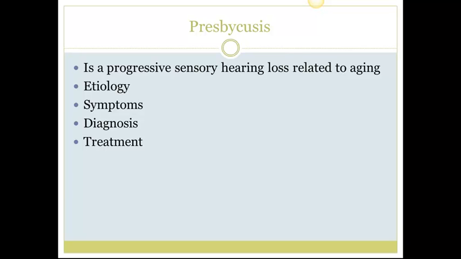Presbycusis is the progressive sensory hearing loss related to aging. Etiology is degenerative changes in organs of hearing. Symptoms are loss of hearing with high tones first and then gradually moving to lower tones. Mumbled or slurred speech can also be a symptom of this.